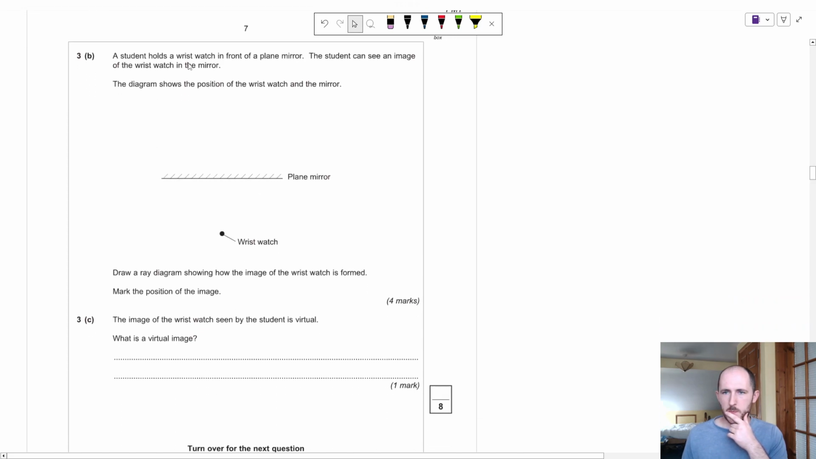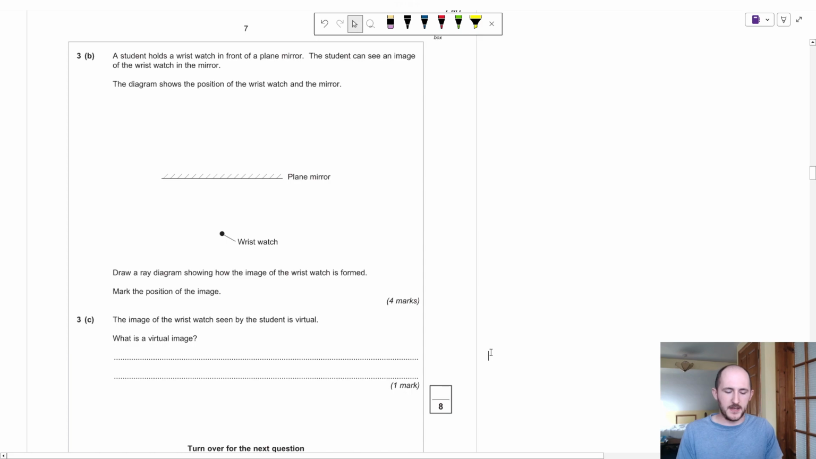Okay, a student holds a wristwatch in front of a plane mirror. The student can see an image of the wristwatch in the mirror. Yeah, okay, that's fair enough. The diagram shows the position of the wristwatch and the mirror. Draw a ray diagram showing how the image of the wristwatch is formed. Mark the position of the image. This is one of those things that was kind of taken out, or it might be only in triple science at the end. Obviously, I can draw ray diagrams for refraction, reflection, total internal reflection, things like that. But this is a virtual image. So what is a virtual image?